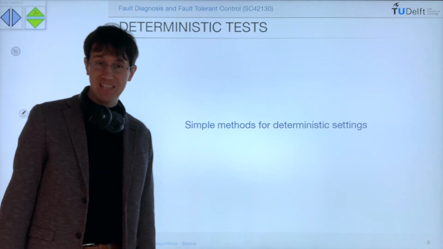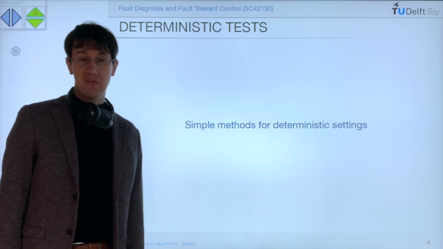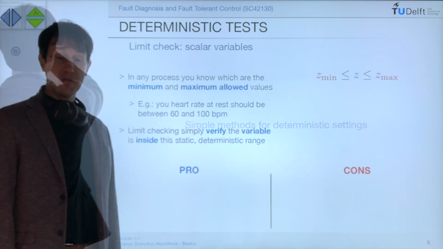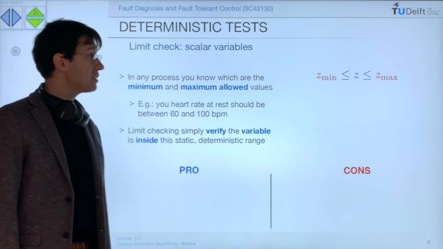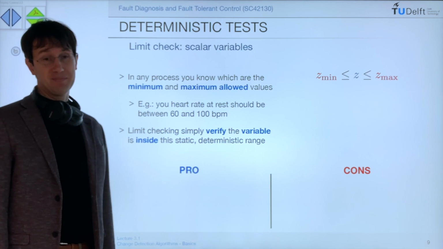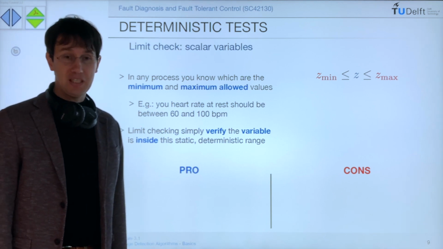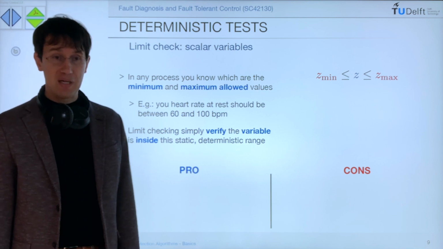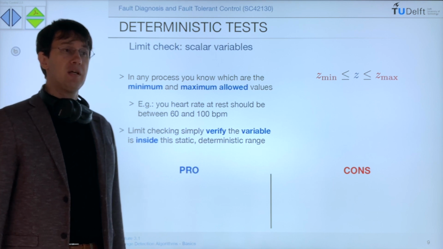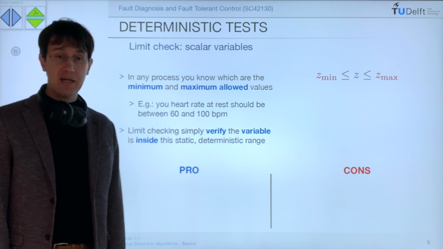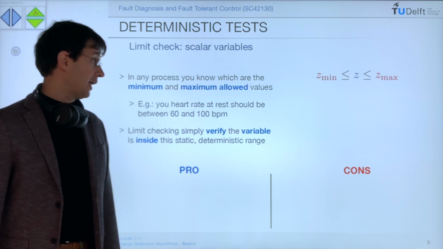So let us start by introducing some simple deterministic methods to do this. The first approach used to detect changes historically is called a limit check. And it is based on some simple knowledge that usually you have about a nominal behavior of your system. So your knowledge is what is the minimum value that we expect and what is the maximum value. Everything in this range is okay.